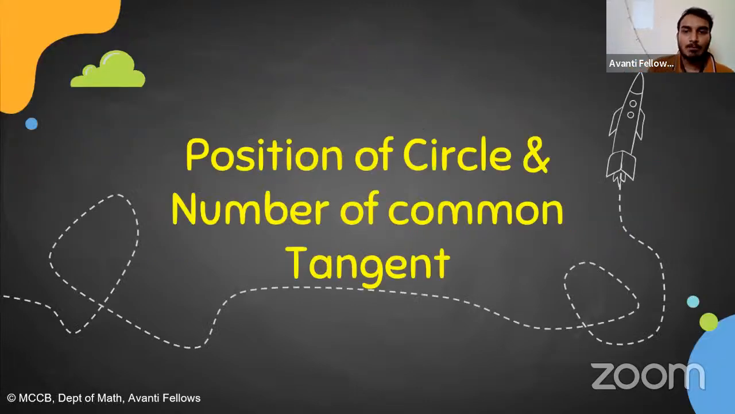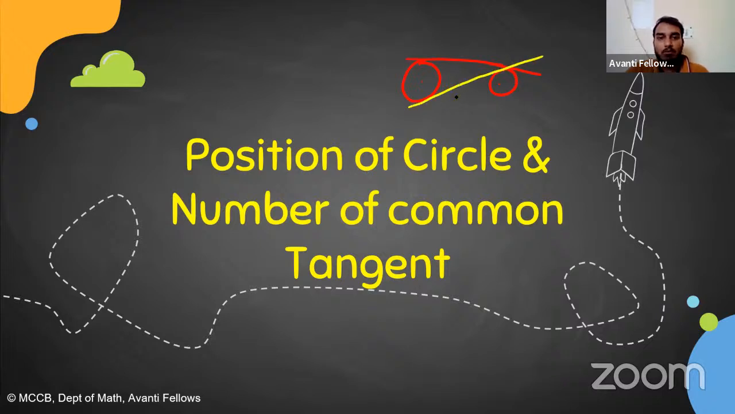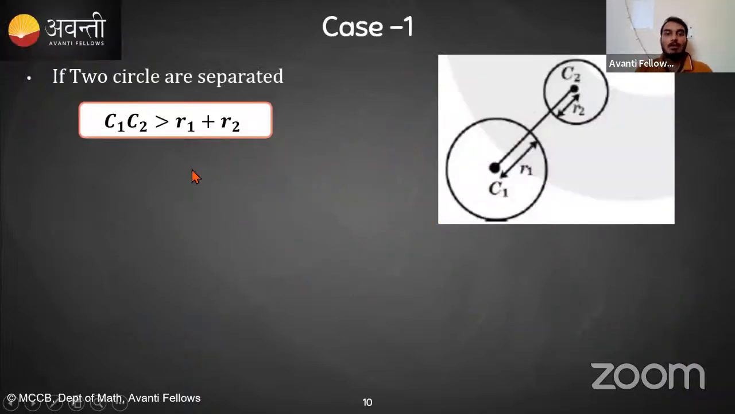Now let's talk about the position of circles and the number of common tangents. There are only two types of tangent possible on two circles. If two circles are given, then there are only two possible types of tangent. One tangent is such that the centers of the circles lie on the same side, and another tangent is such that the centers of the circles lie on opposite sides. These two types of tangent are possible on two circles.